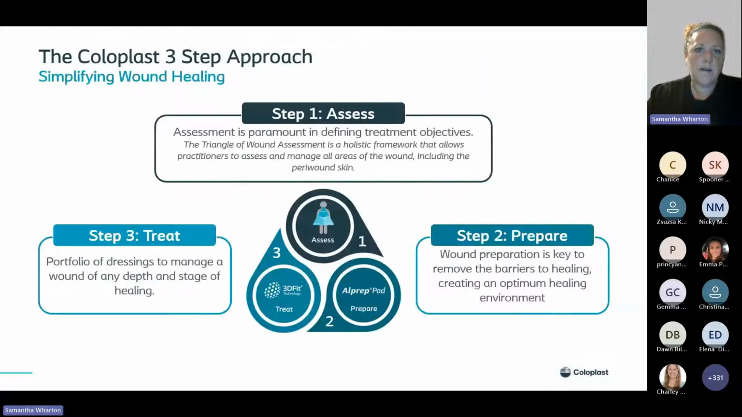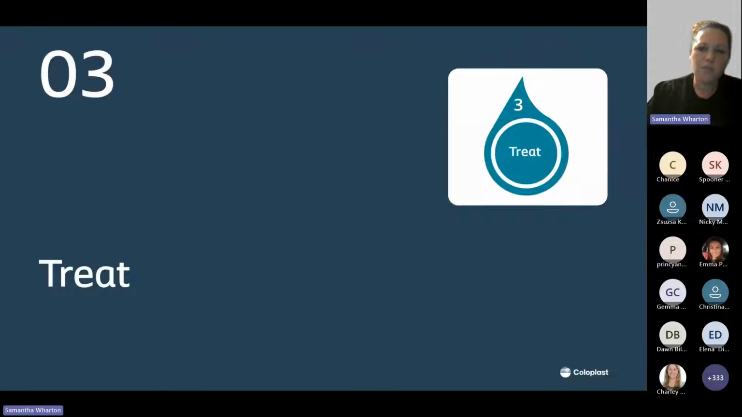So we're going back to the Coloplast 3-step approach. We've covered step 1, which is that assessment. We've just had a quick run through of wound preparation, using the different types of debridement that are available, but obviously within the Coloplast portfolio we have the All Prep Pad. And now we're moving on to treat. By doing that really robust assessment and preparing the wound bed, we now know what our management goals are, and we need to choose the most appropriate dressing that's going to progress that wound and give that optimum healing environment. So we're moving on to treat.